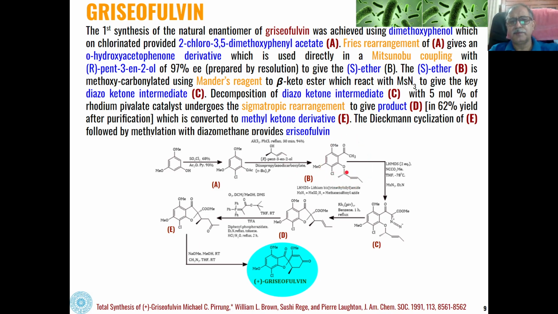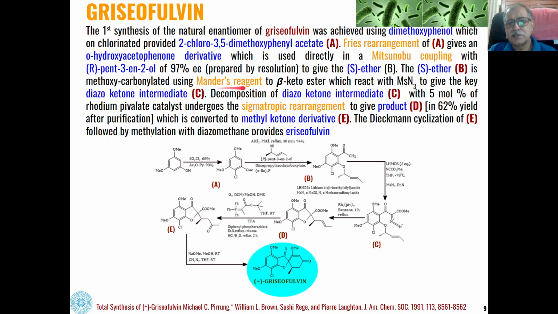and this intermediate undergoes Fries rearrangement to give us this type of orthohydroxyacetophenone derivative. This orthohydroxyacetophenone derivative on Mitsunobu coupling with R-pent-3-en-2-ol will lead to formation of this S-ether.